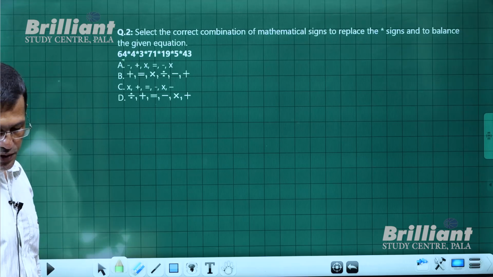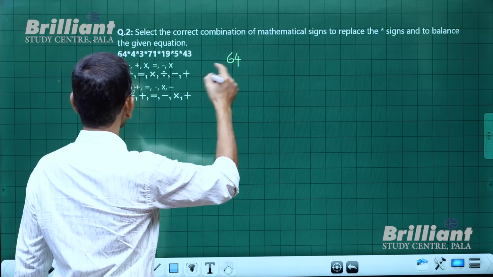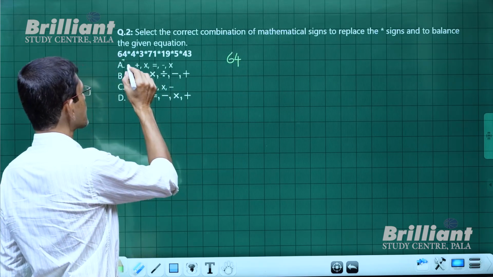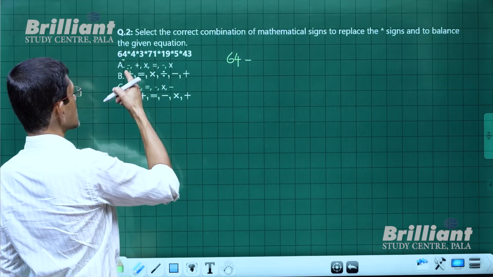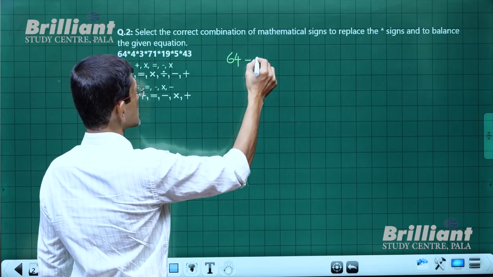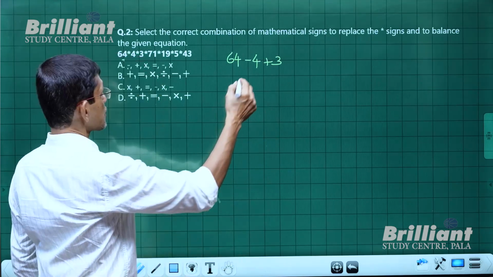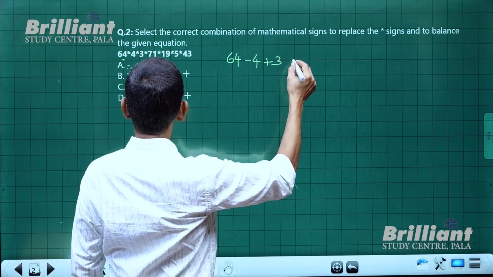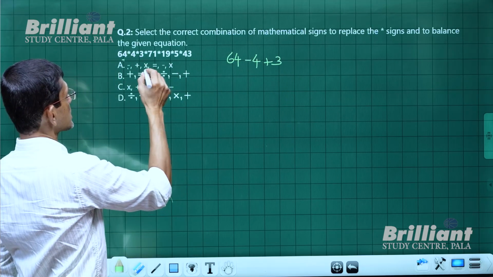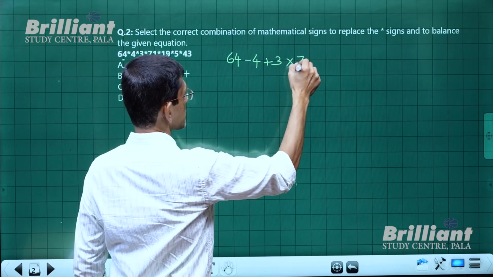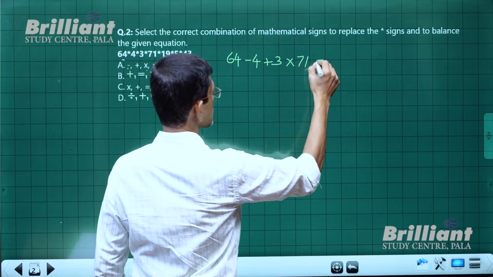How do we do that? Answer choice A, 64, and in the first position you have minus. So 64, instead of the star we have minus, then 4. Next one is plus, 4 plus 3, then 71. After 3, the next symbol is multiplication, so it is 71. Then here, it is equal to 19.